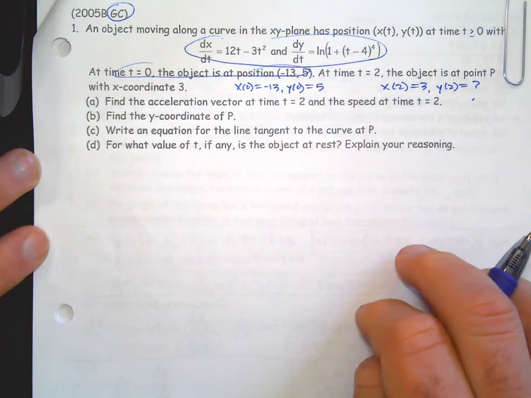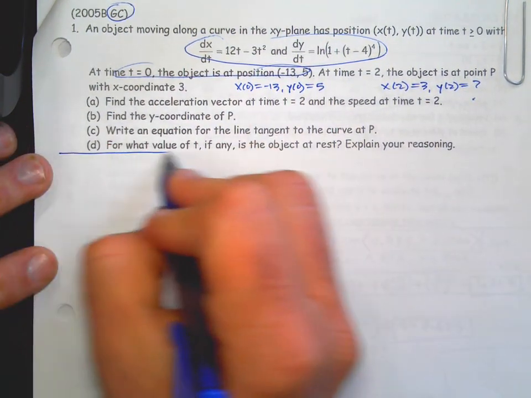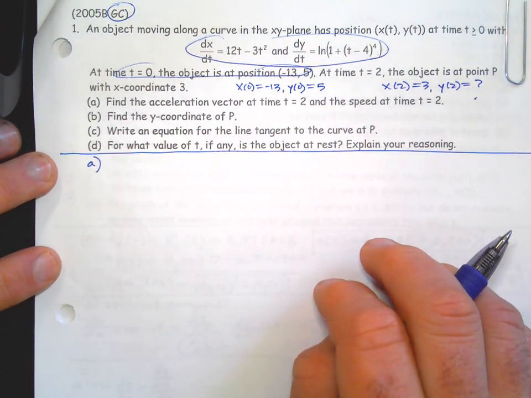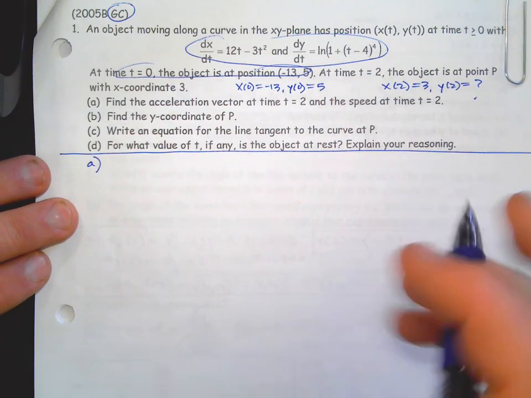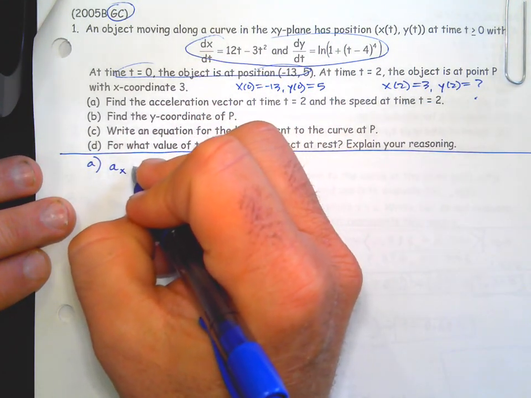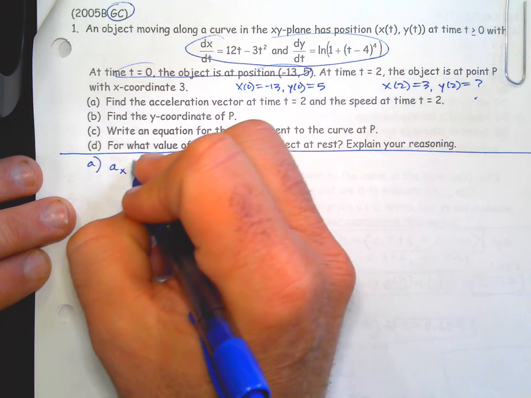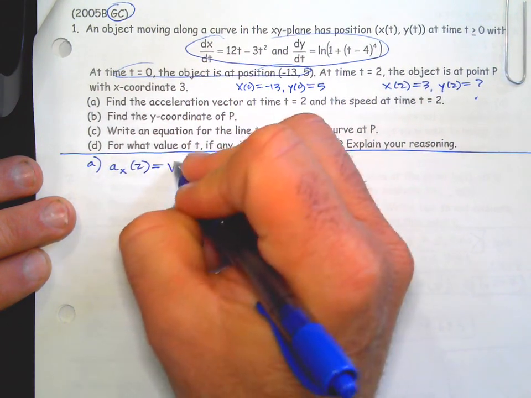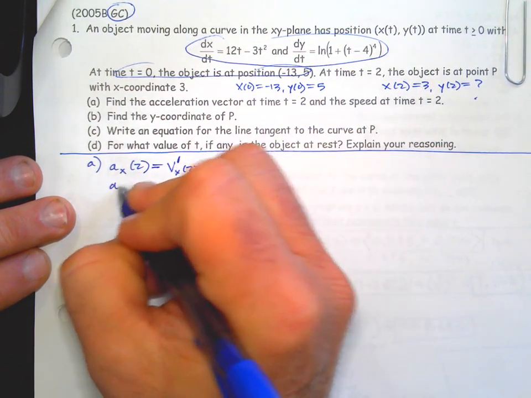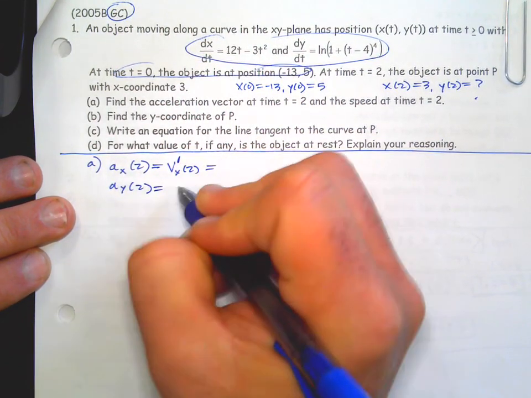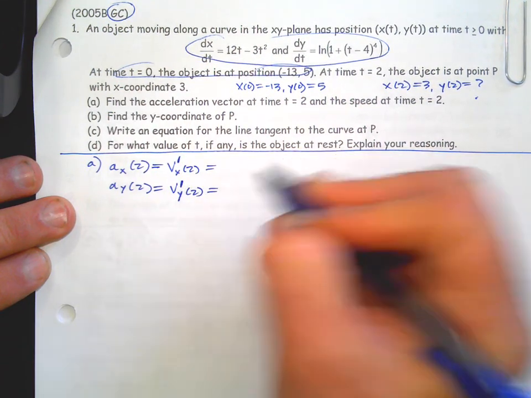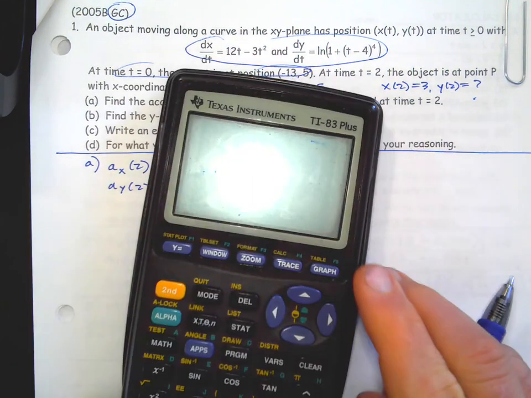All right. A: find the acceleration vector and speed. I mean, this question should be super easy by now, right? Because acceleration in the x direction at time 2 is going to be the derivative of the velocity in the x direction at time 2, and acceleration in the y direction at time 2 is going to be the derivative of the y velocity at time 2. And our calculator can do that really easily, quickly for us.